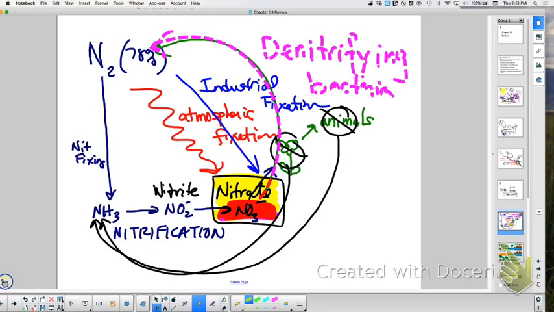To return it to the atmosphere, here's your third bacteria. Now, there's multiple bacteria right here, but they're just called nitrifying bacteria. And then you have denitrifying bacteria returning. How else do you get it? Atmospheric fixation, right? And industrial.